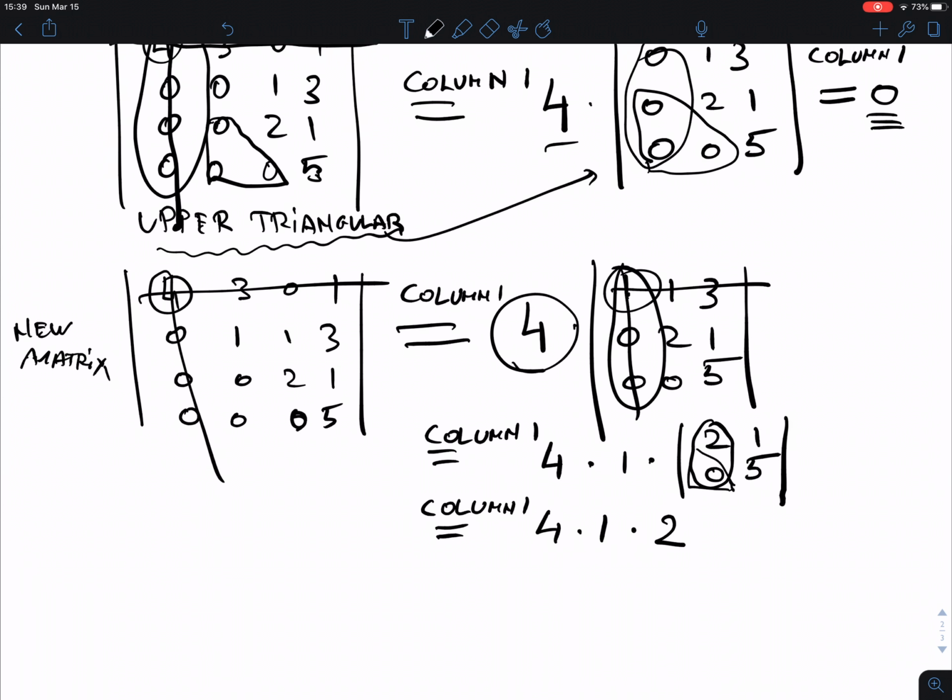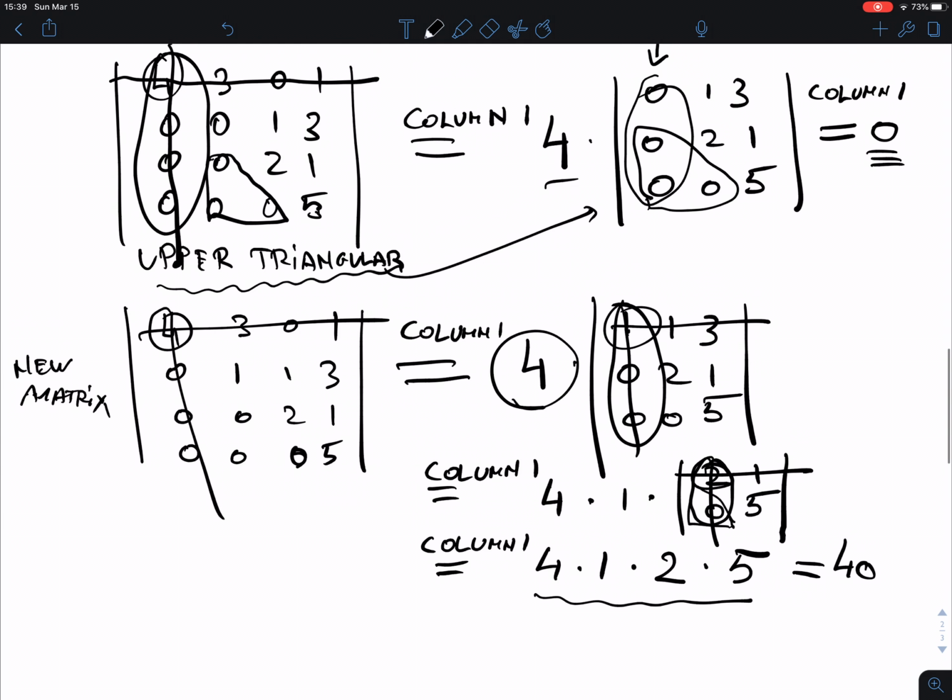All right, so we do this. We have 2 here. And what is left? Well, sketch out. We have only one number left. Of course, the determinant of a number is just the number itself, viewed as a 1 by 1 matrix. So we just get 5. And so the whole thing is equal to 40. What are these numbers? Well, no surprise. Look at where they come from. They are exactly the diagonal elements.